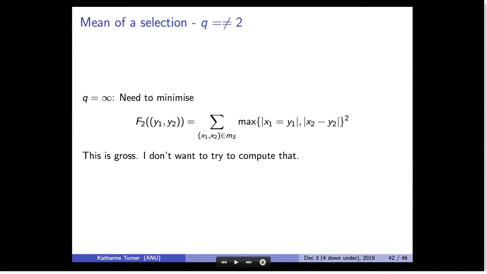Now, if I take Q not equal to 2, say Q equals infinity, I'm going to have to find a point y1, y2 which will minimize the sum of the maximum of the differences squared. I won't even go into what that is. That's some gross formula, and I don't want to think about it.